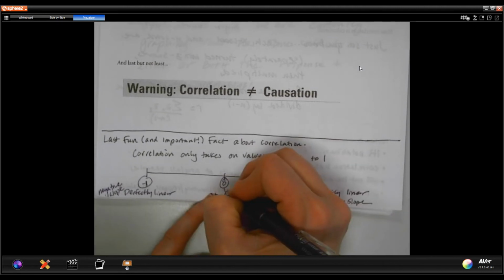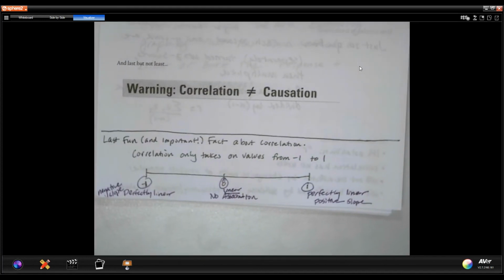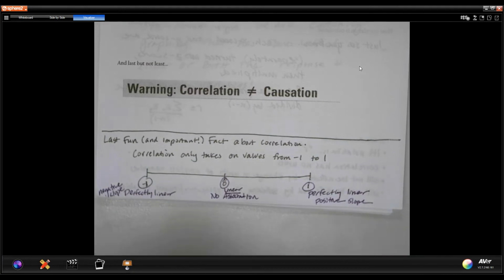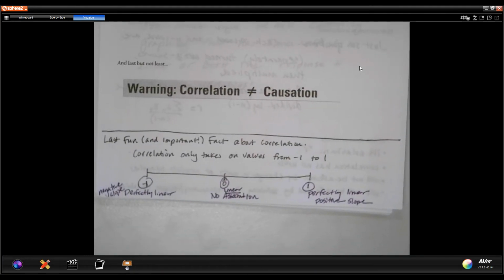There's no linear association. That does not mean that there is no association whatsoever. It could be a curved association that cancels out and gets close to 0, but there's no linear association at 0. The closer it is to 0, the less linear association there is. The closer it is to the outside edges, the stronger those correlations are.